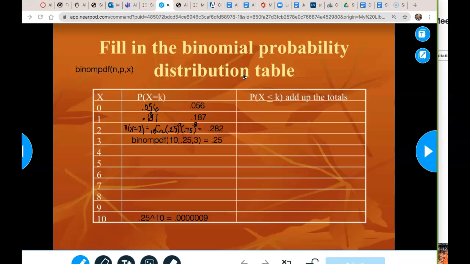Go to list. In list 1, enter 0, 1, 2, 3, 4, 5, 6, 7, 8, 9, 10. So we're going to enter in list 1 all of our x values. So list 1 should look just like this. So x is list 1.